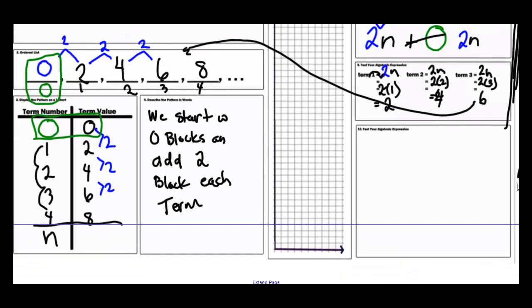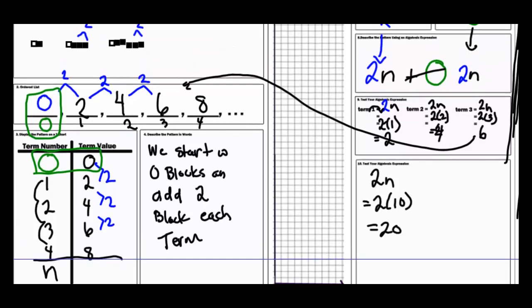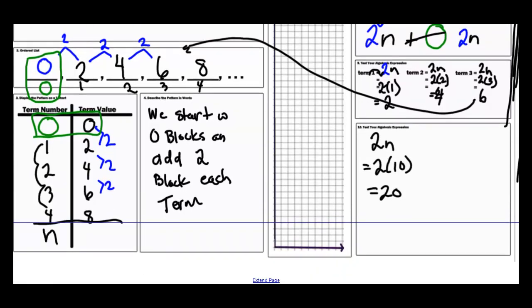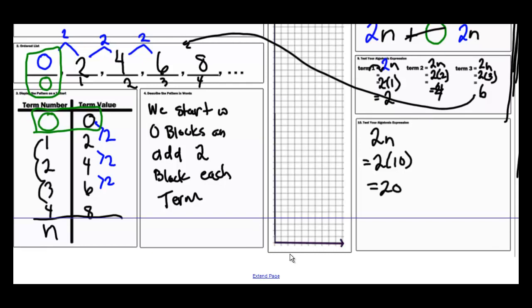All right. So then, given a problem, given other information, we may want to test it with this, but we can test any number in the sequence. So maybe I'm going to see what the 10th value is. So I'm going to go 2n, which is equal to 2 times 10, which is equal to 20. And if I continue this pattern to the 10th term, I should have 20 blocks. Okay? The last step we need to think about is creating our table of values.